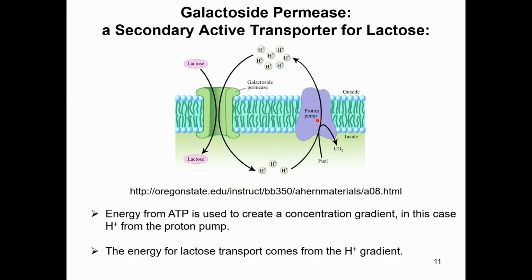It turns out that a proton pump is doing that, similar to the one we just saw in gastric parietal cells. There is a pump that uses energy to generate a hydrogen ion differential between the outside and the inside of the cell, and that's essential for the co-transport of lactose.